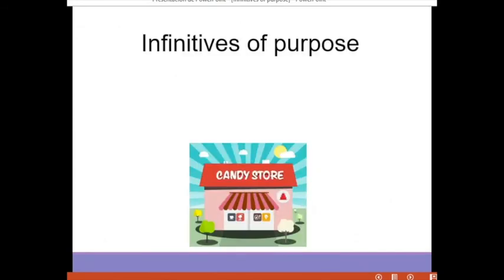Hey, look, we have a candy store. Do you like to go to the candy store? Why do you go to the candy store? To answer my question, we are going to use an infinitive of purpose. That is the name, infinitives of purpose, and they look like this. To buy a candy. So, why do you go to the candy store? I go to the store, to the candy store, to buy a candy.